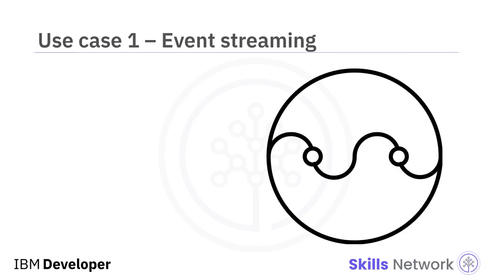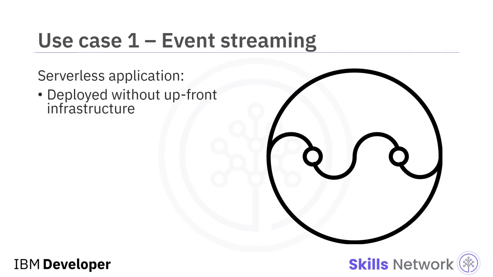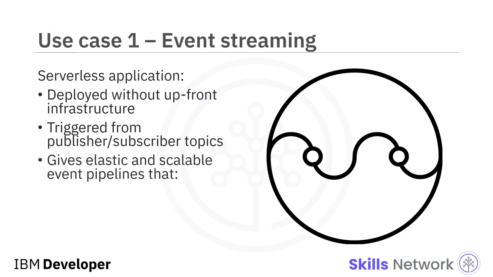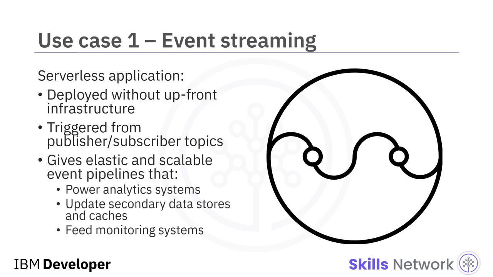A common use case for serverless application is event streaming. These applications can be written and deployed without setting up front infrastructure, and can be triggered from publisher, subscriber topics, or from event logs giving you elastic, scalable event pipelines without the maintenance of complicated clusters. These event streaming pipelines can power your analytics systems, update secondary data stores and caches, or feed monitoring systems.